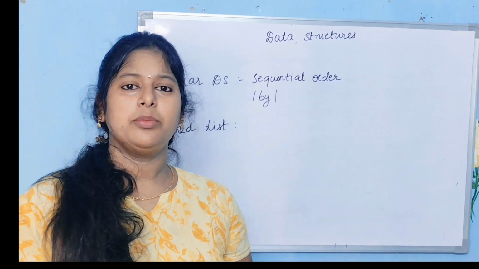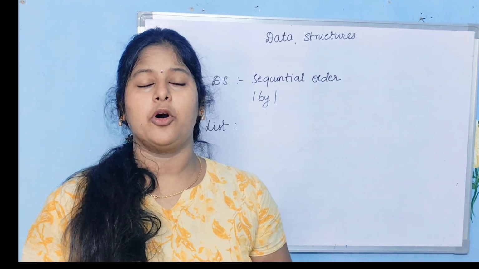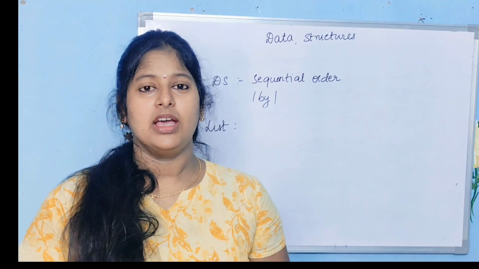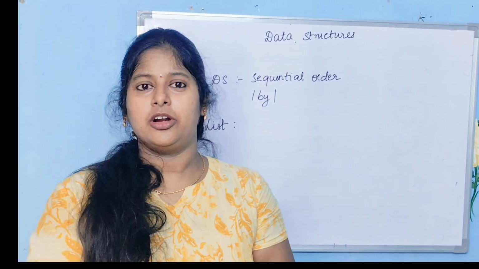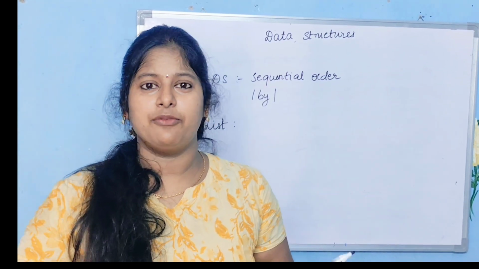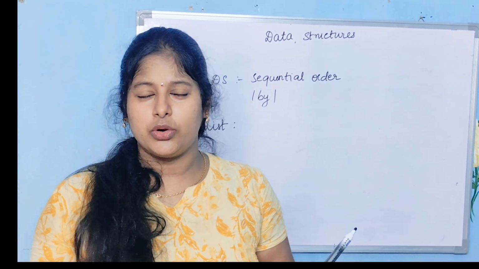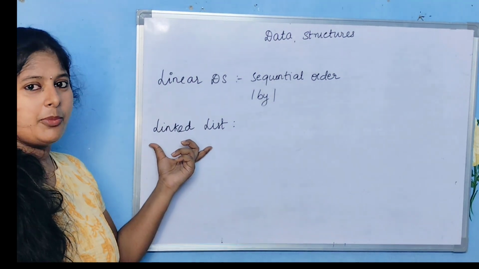So, what is meant by arrays? An array is a collection of homogeneous data types, and it follows only contiguous memory allocation. That means elements are stored in sequential order. They cannot be stored with one element in the first location and the next element somewhere else. They can only be stored in adjacent locations. Okay, so this is opposite to that.